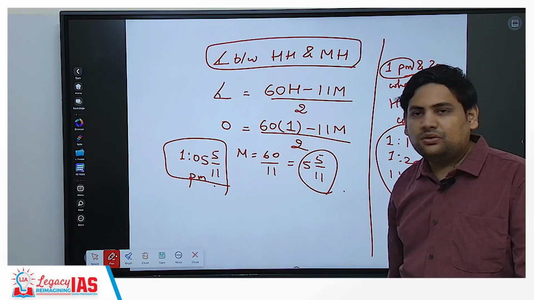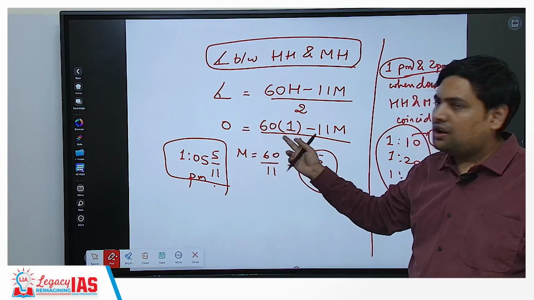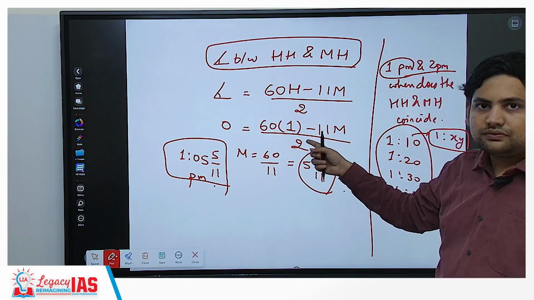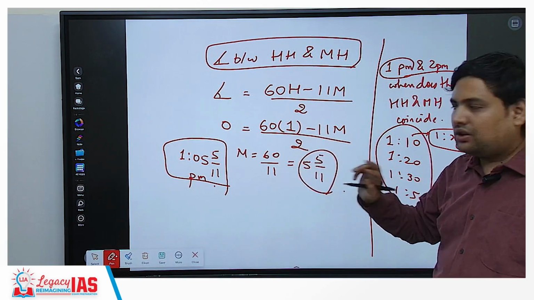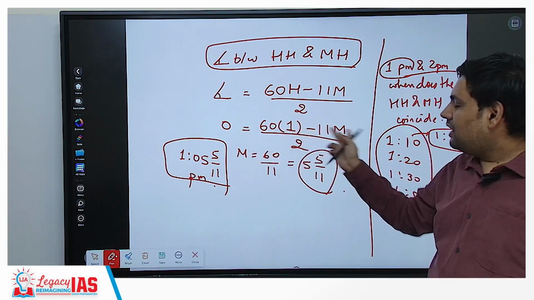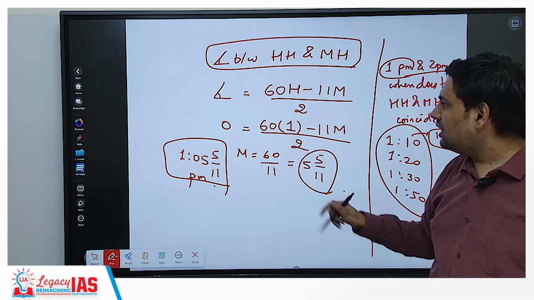So you understood the process. Whatever angle you need to calculate between them, you put here. After that you put the value of h here, and m you can find out. Or if, let's say, h and m both are given to you and you need to find the angle, you can do that also using the same formula.